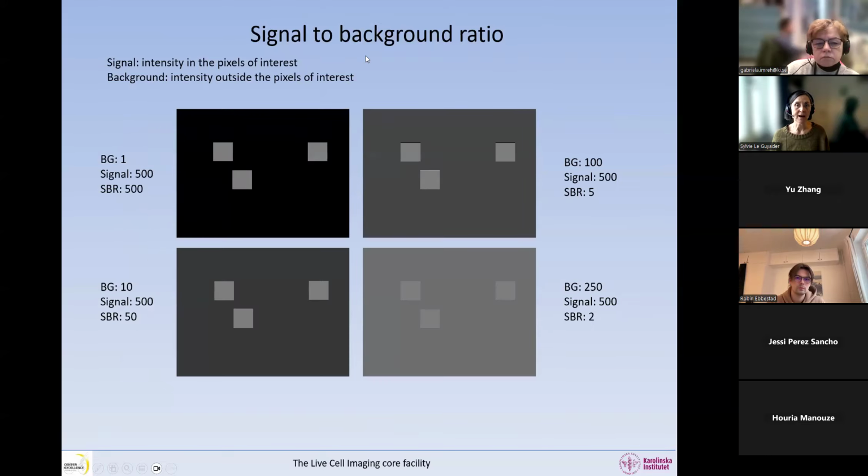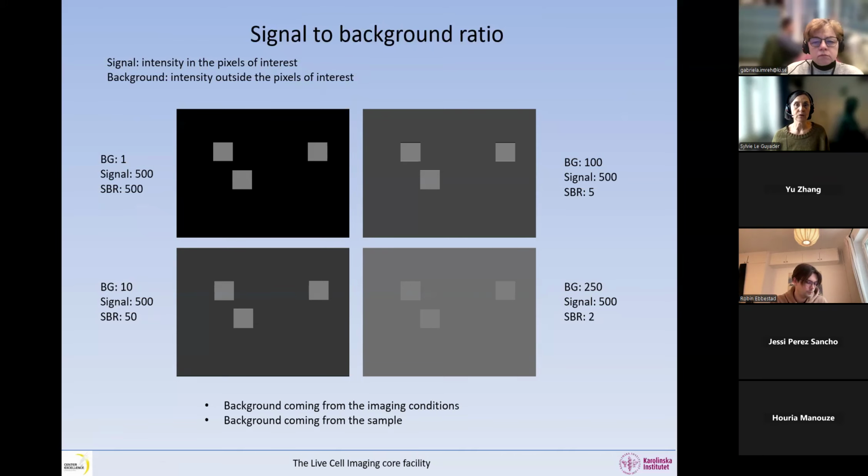So now that we know how to increase the signal, here we can see in this little simulation what we have instead of the signal changing. Now the signal is always at 500, but our background is increasing. And as you can see in this low signal to background ratio image, only 2 here, whereas here we had 500, we have a low contrast. And if we have a low contrast, it is much harder to analyze the image. Okay, so the contrast is very important.